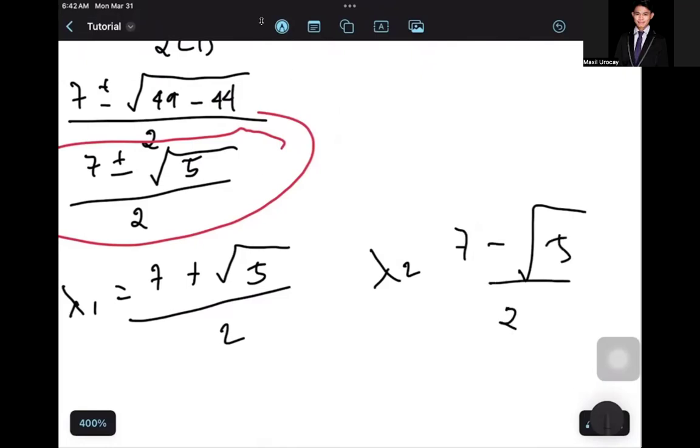So that's how you will do it for the eigenvalues. How about for eigenvectors?